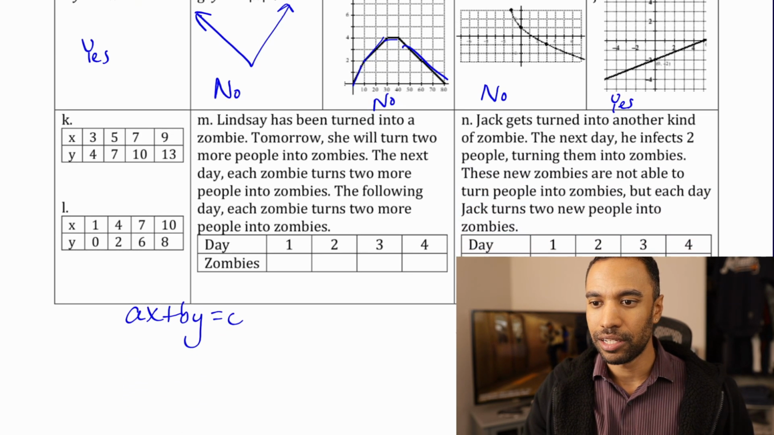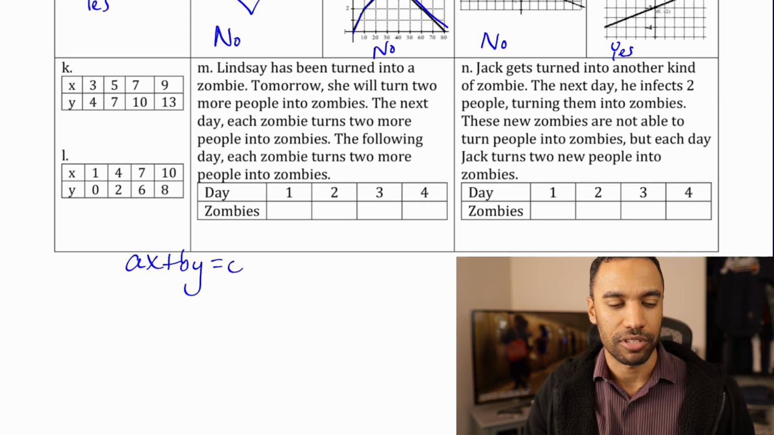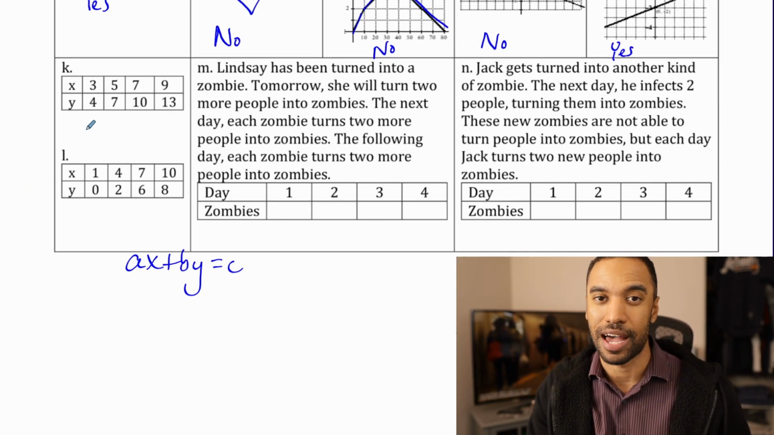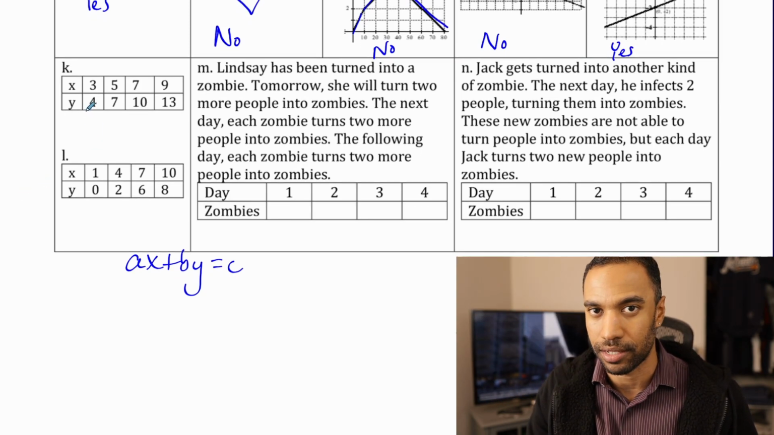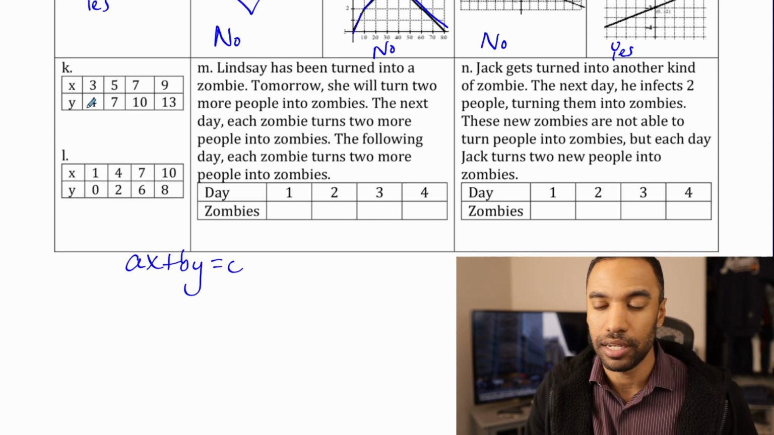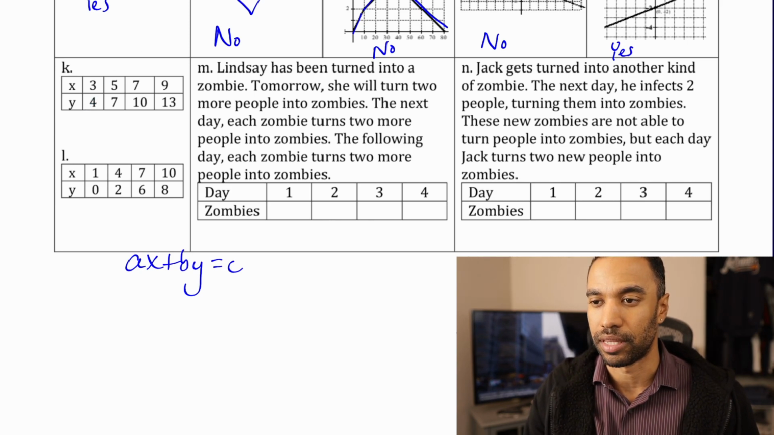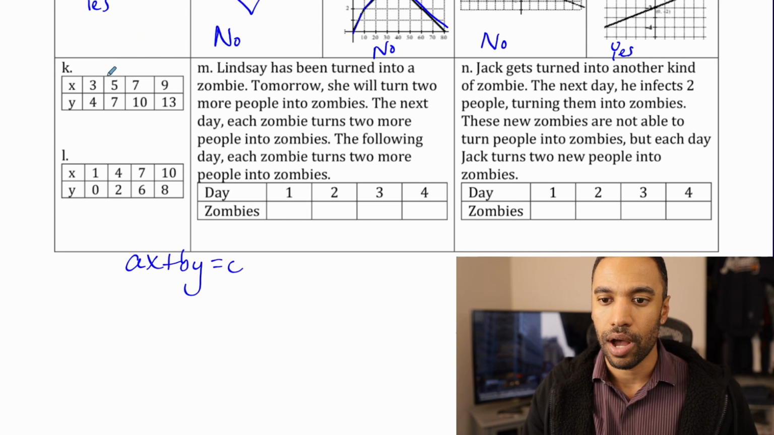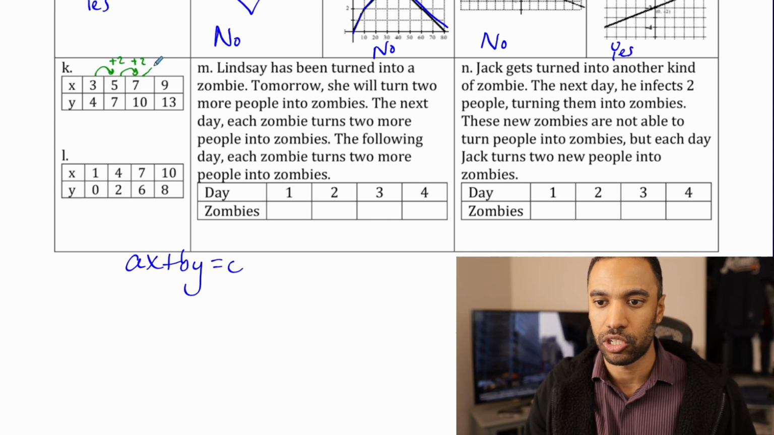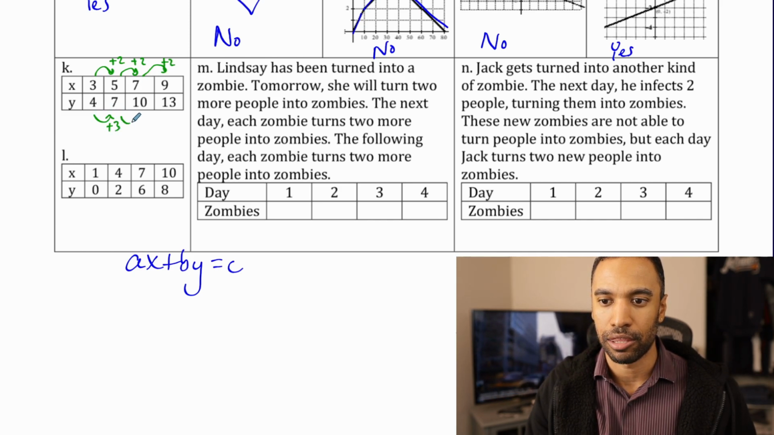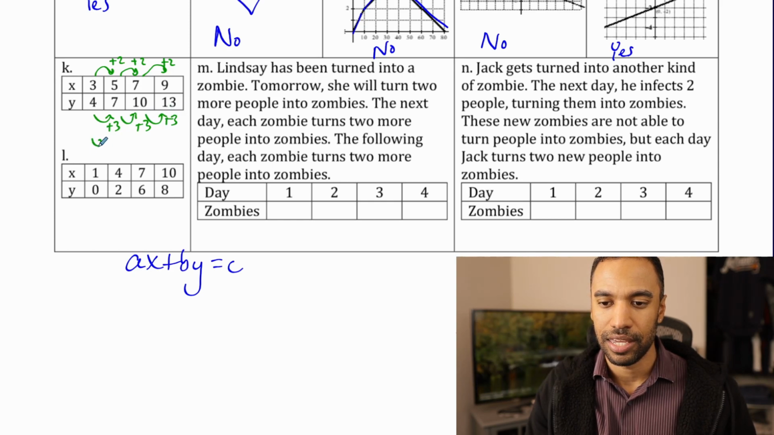For K and L and M and N, we now have tables, and for something to be a line, it needs to have what's called a constant rate of change. Basically, it needs to have a slope and something that's constant when we do it. So for x, as we increase by 2 each time, we have to make sure that y increases by the same amount each time, by 3, by 3, by 3. Indeed, yes, this is a linear function with a slope, by the way, of 3 over 2.